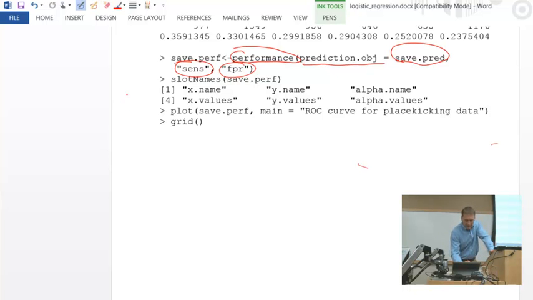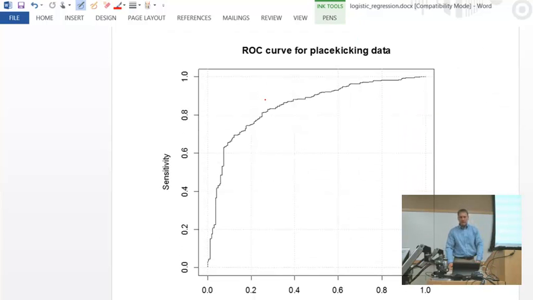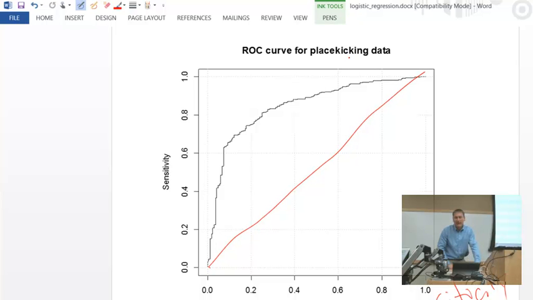Then finally, I can use the plot function with the results that I saved from the performance function, and I can plot my ROC curve. And this is what it looks like. So again, you have sensitivity on the y-axis. You have 1 minus the specificity on the x-axis, otherwise known as the false positive rate. So if I were to draw the line of chance, there's my line of chance there.